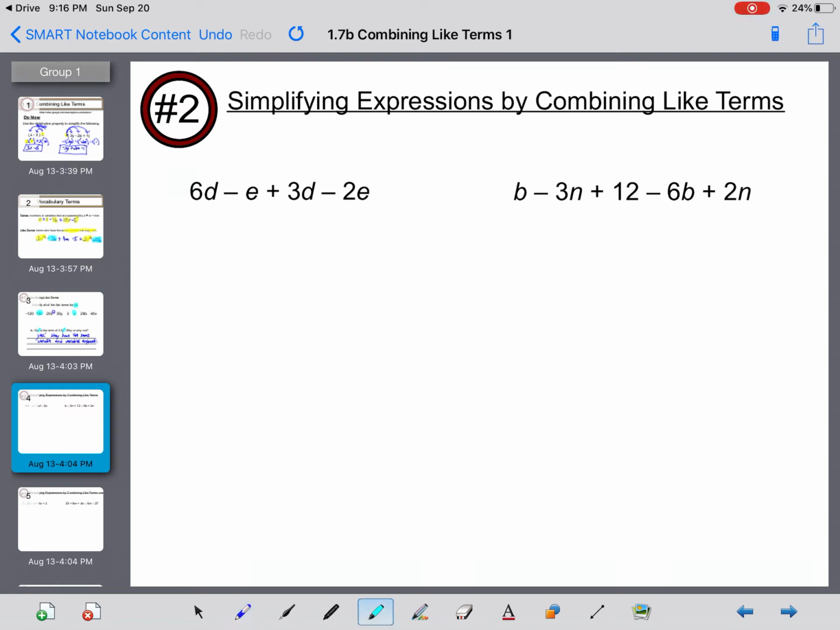So, simplifying expressions by combining like terms. You're going to identify your like terms and then combine them using the operation in front. I see a positive 6d. I also see a plus 3d. When you have like terms, you just add the coefficients in front. 6 plus 3 makes 9. 9d.